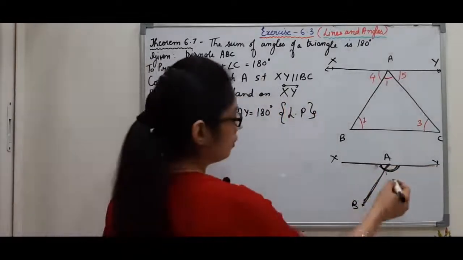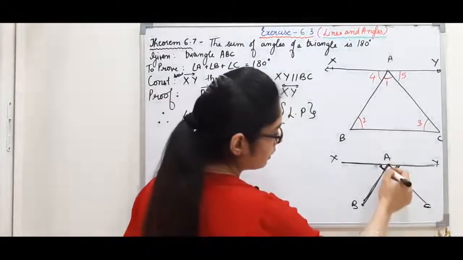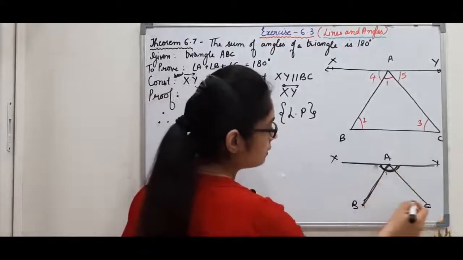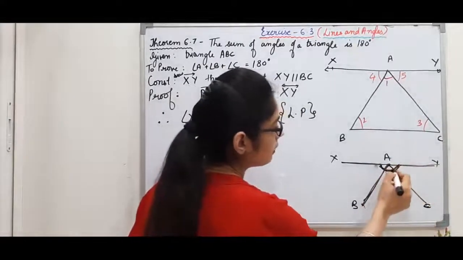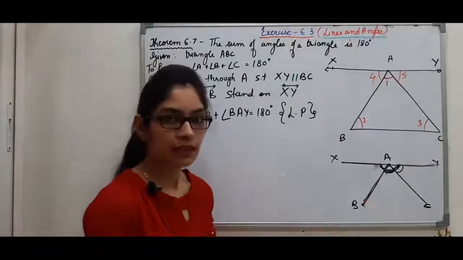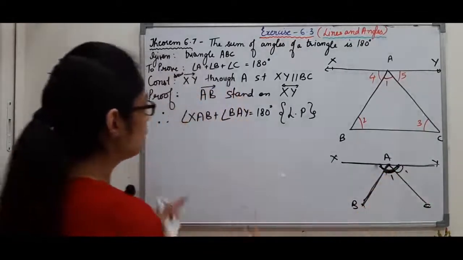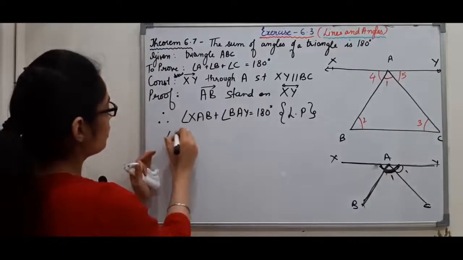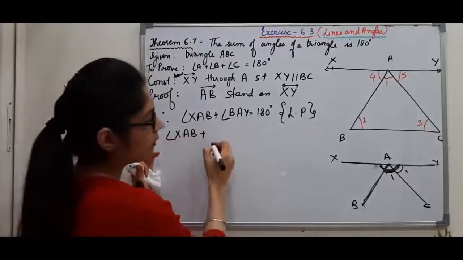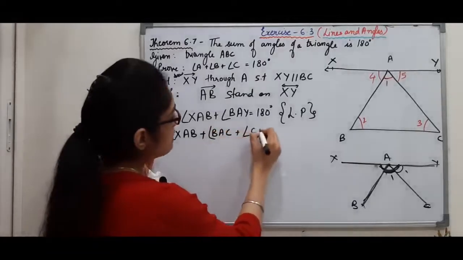Now here we can see AC is also there. So this complete angle we can split like this, BAC plus CAY. This complete angle we can write as a sum of these two angles. Same thing we did in exercise 6.1. So in the next step, instead of BAY, we can write XAB plus angle BAC plus angle CAY.